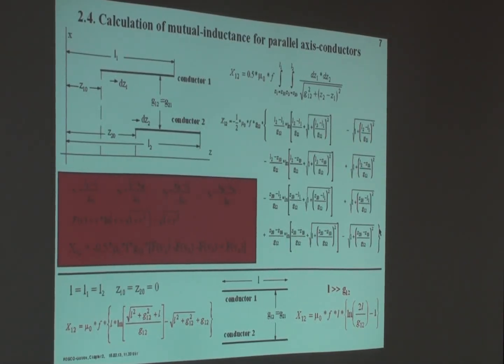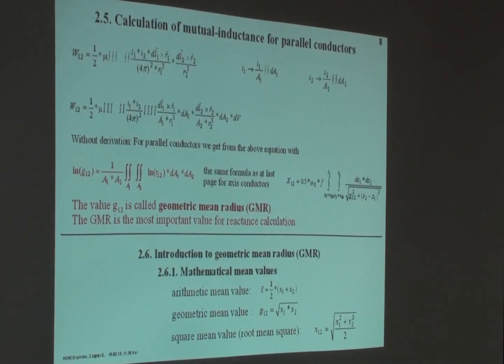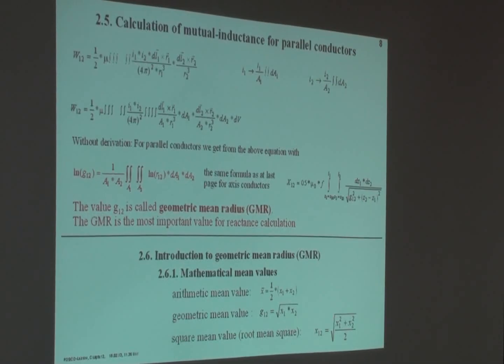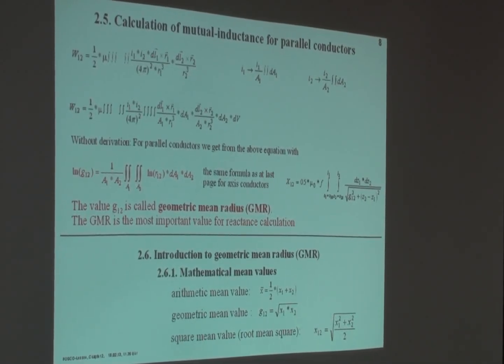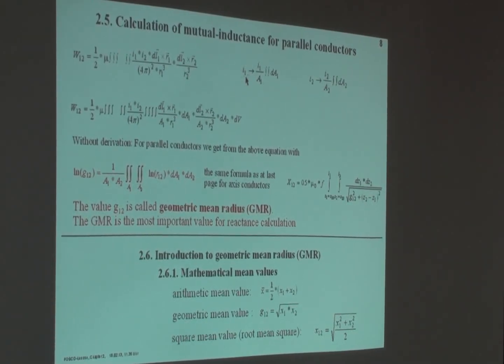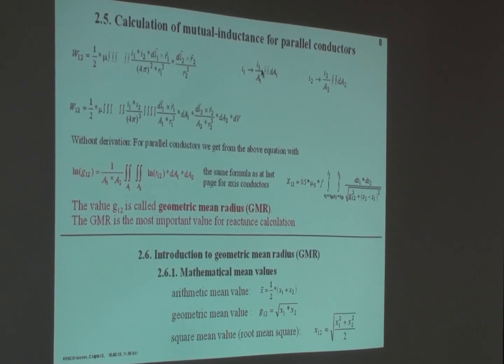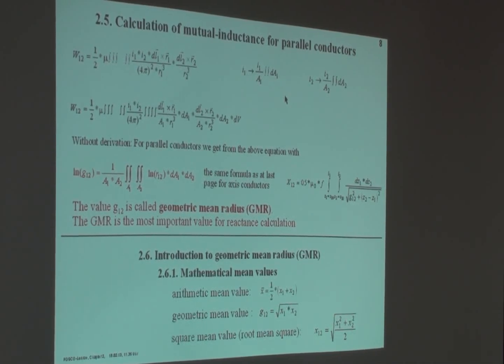So, I think now we can calculate the mutual reactance between two parallel conductors in the case where the current is flowing in one line. The next step is that we make this line into an area. Then you have to substitute the current by the integral of the current density. This assumes that the current density all over the cross section is the same. Otherwise you can't do this.